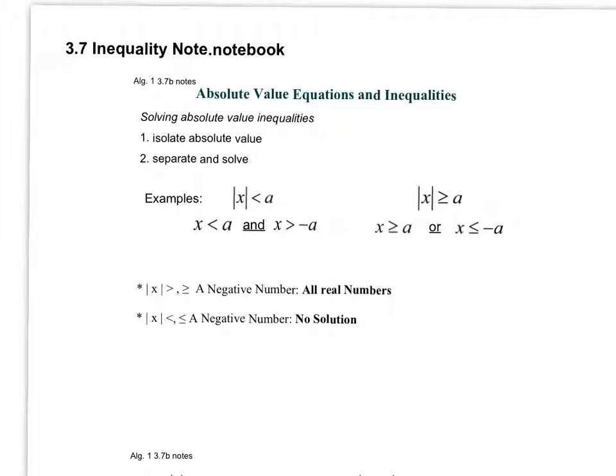So here we go. If you are looking at a negative number where the absolute value is greater than that negative number, then that means it can be all real numbers. That actually works if we think about it, because the absolute value cannot be negative. And if the absolute value is less than a negative number, then you can have no solution.